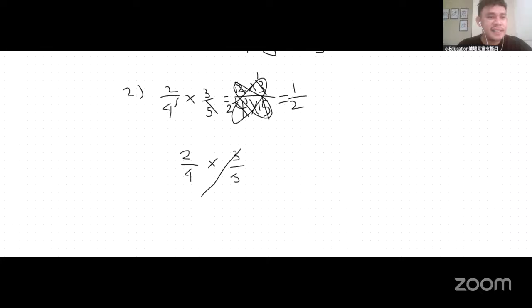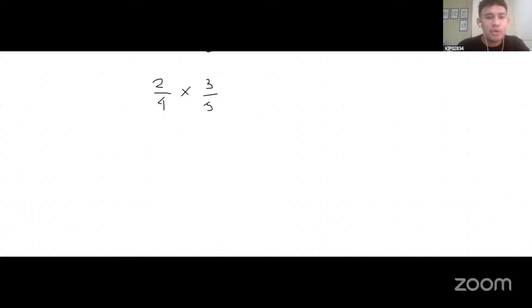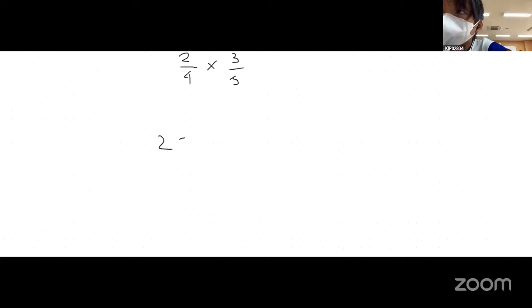So for example, how about 2 and 4? Are 2 and 4 a factor of each other? Yes, they are, because we can divide 4 by 2. Let's just say another example. You may be wondering, Aaron, what is a factor, Kuya John or Sir John? So a factor is like this. We have 2, for example. Is 2 a factor of 2? Think of numbers that we can divide by 2.